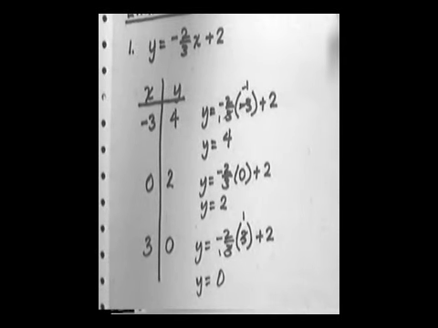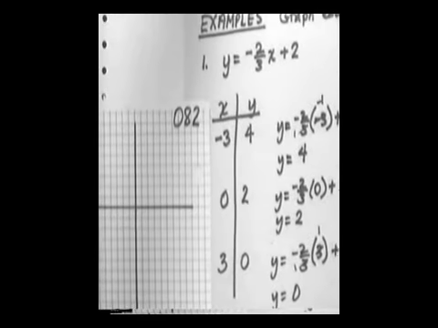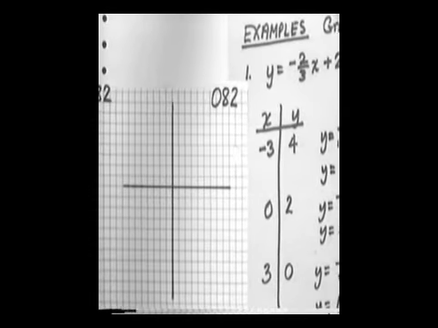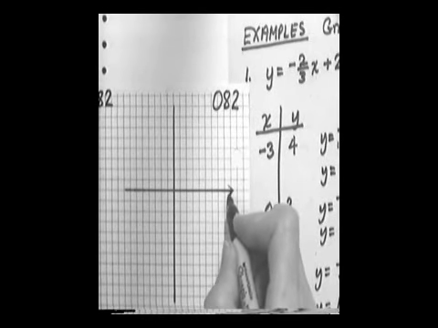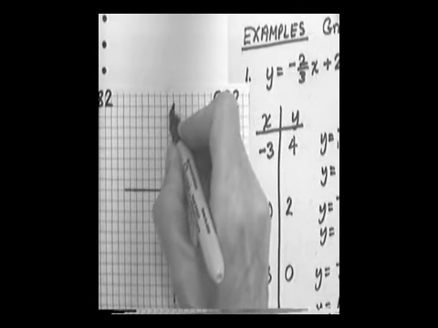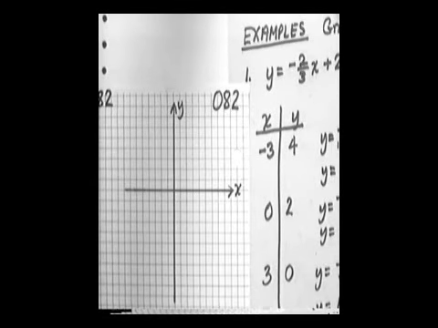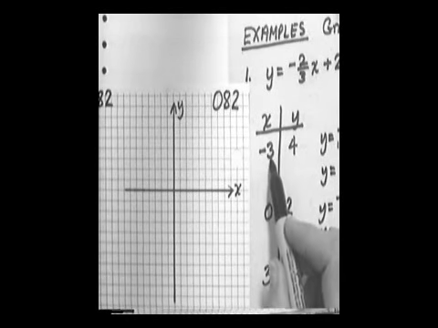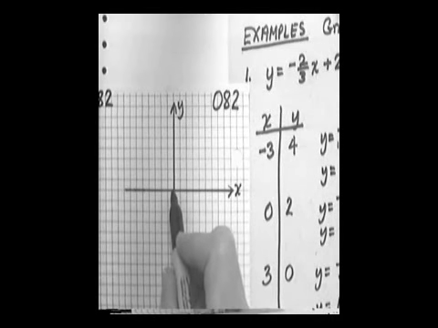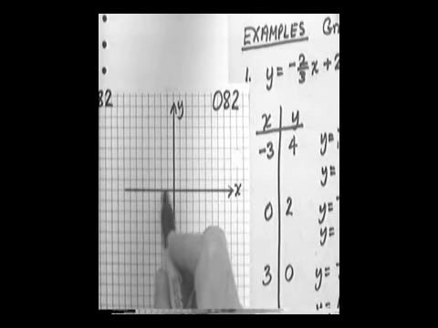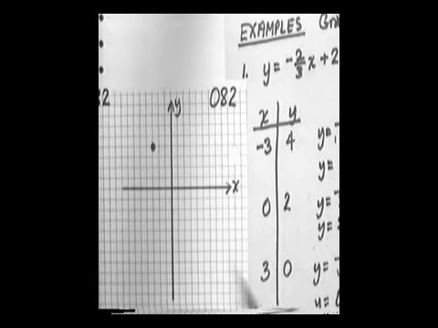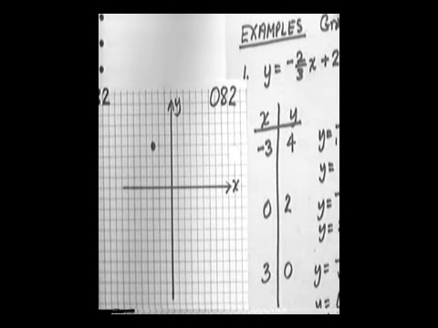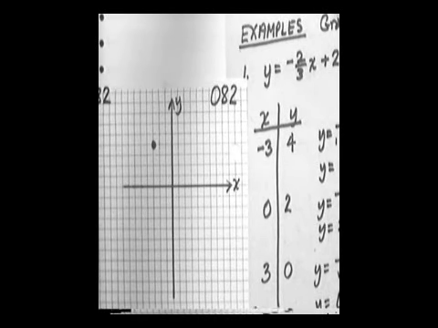Let me slide this page over and we'll put the graph to work for us. On my graph, I indicate the x-axis and the y-axis. First point is negative 3, 4. For negative 3, 4, I begin at the origin, count 3 to the left, and then up 4. So there's the point, negative 3, 4.